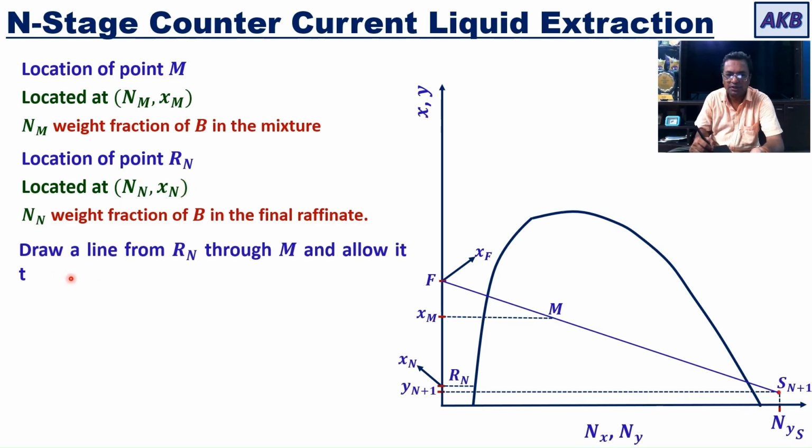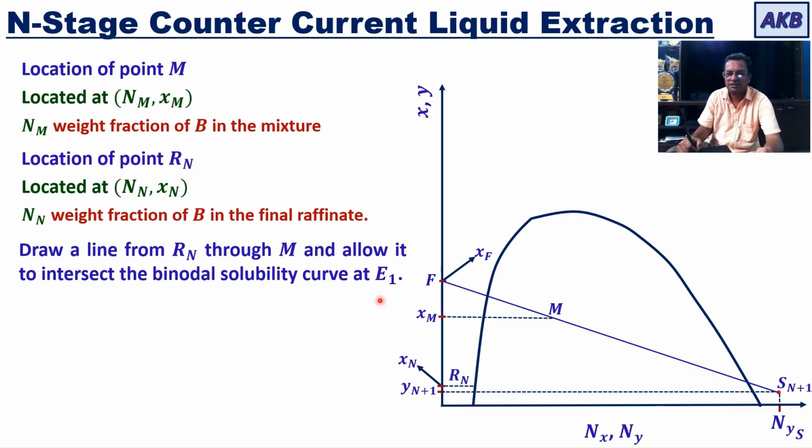Then after locating point Rn, we will draw a straight line that starts from point Rn, passes through M, and then I will allow it to intersect the binodal solubility curve. Wherever the intersection occurs, I will call that point E1. So from Rn, I will draw a line that passes through M, and which intersects on the B-rich part of the binodal solubility curve. And now I am calling this point E1.